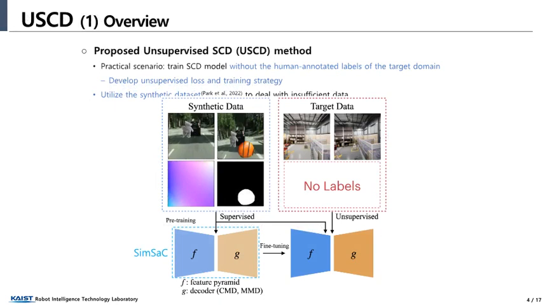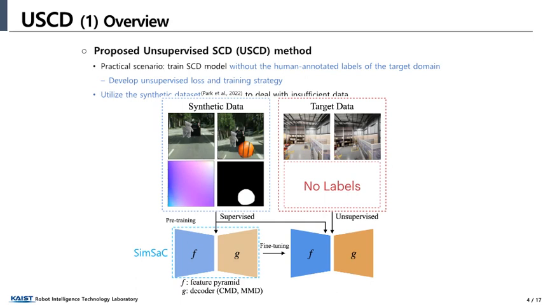In this study, we assume a situation where there is no ground truth label in the target domain where SCD will be performed. Learning is divided into two phases: pre-training and fine-tuning. In the pre-training phase, supervised learning is performed only with the synthetic dataset, and in the fine-tuning phase, both the synthetic dataset and the target dataset are used to add the supervised loss and the unsupervised loss.